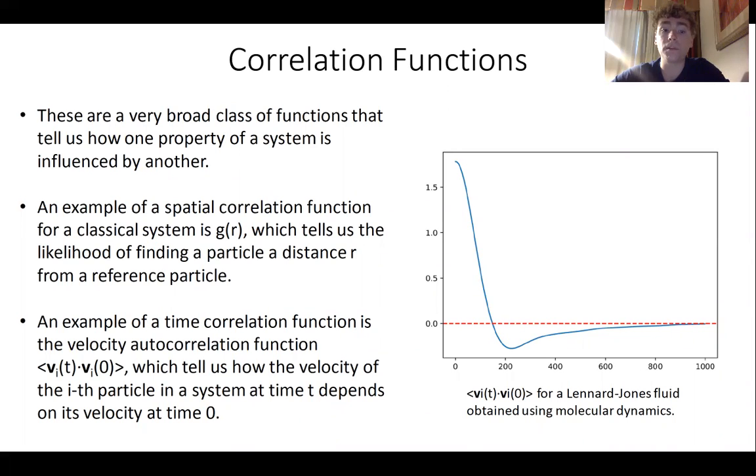An example of a time correlation function is the velocity autocorrelation function, which tells us how the velocity of the ith particle in a system at time t depends on its velocity at time 0. And here's just a little plot from a molecular dynamics simulation I did of a Lennard-Jones fluid for the velocity autocorrelation function.